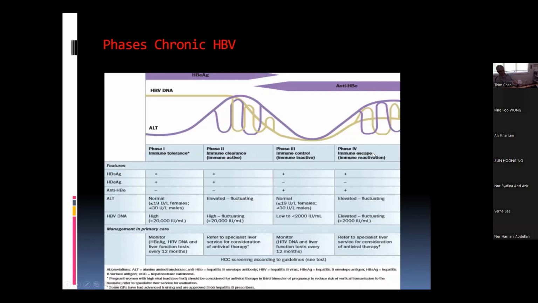You're supposed to know and pick up that 2 and 4 are the bad ones. The even numbers are bad. So for 2 and 4, you need to refer to a liver specialist. For 1 and 3, you monitor every 12 months. I think for malignancy, you do 6 months, but this one is 12 months. Malignancy monitoring means just LFT, ultrasound, and AFP. But in this case, it's every 12 months: HBeAg, HBV DNA viral load, and liver function test. So 1 and 3 are good numbers, 2 and 4 are bad numbers for HBV.